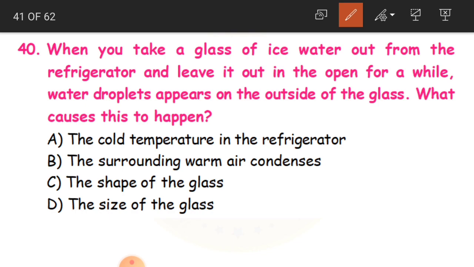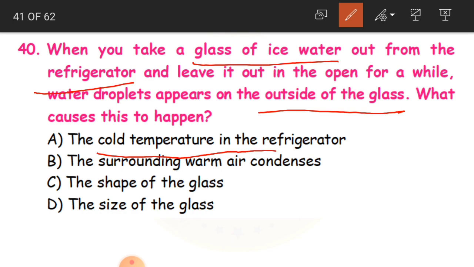So when you take a glass of ice water out of the refrigerator and just keep it outside for some time, you can see small water droplets appear outside the glass. So what happens? What is going to cause this? What is making this happen? Whether the cold temperature in the refrigerator, or the surrounding warm air condenses, or the shape of the glass, or the size of the glass.